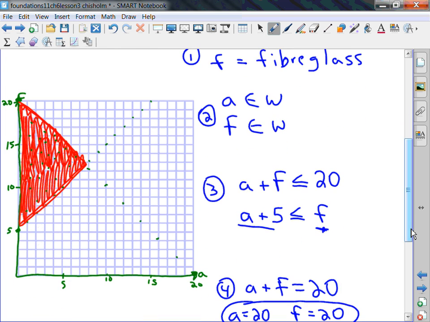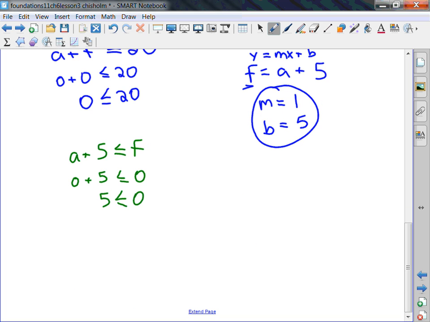Because this region here was shaded twice, any pair of numbers that we pick out of there is going to satisfy our inequality. So let's say we go to this point right about here. That's the point (3, 12). So let's try that. 3 on the A-axis, meaning 3 aluminum boats. 12 on the F-axis, meaning 12 fiberglass boats. So we're going to test to make sure that that point works. We're going to test both of the inequalities.